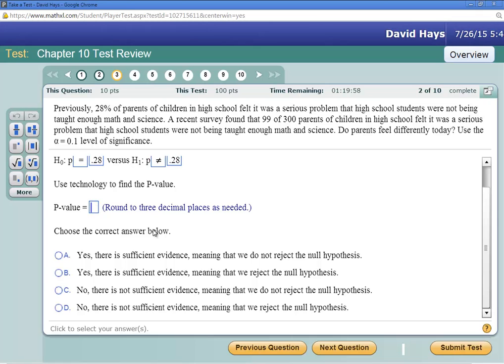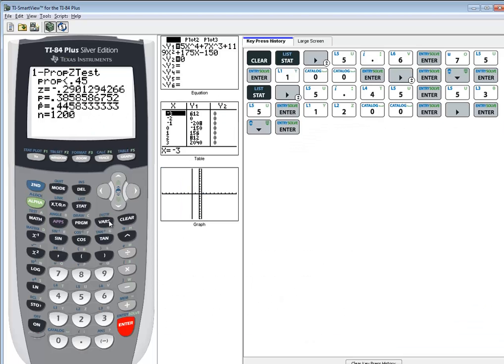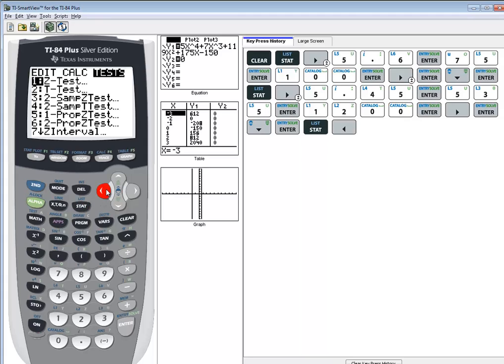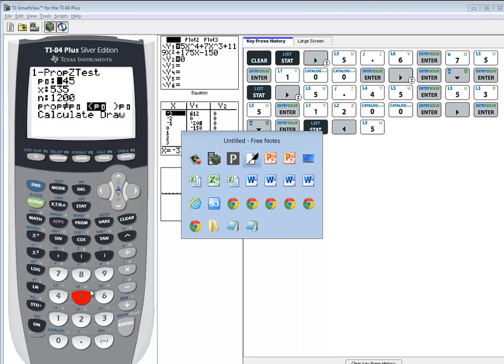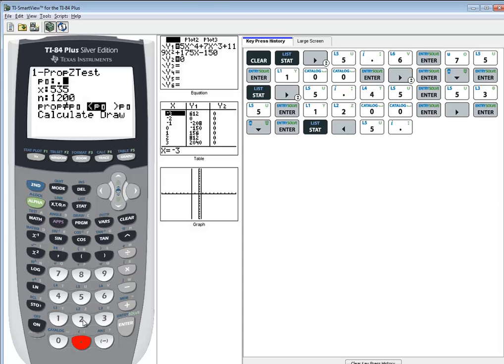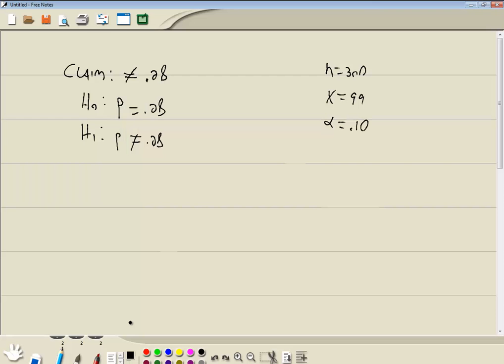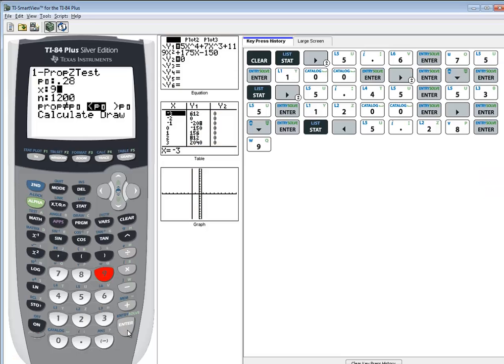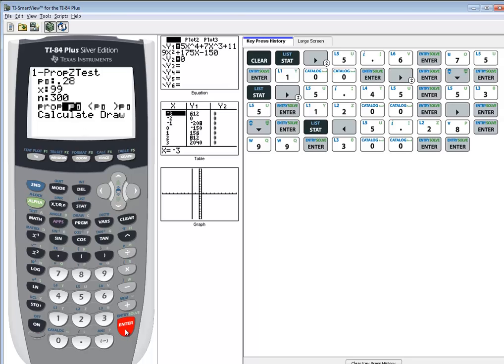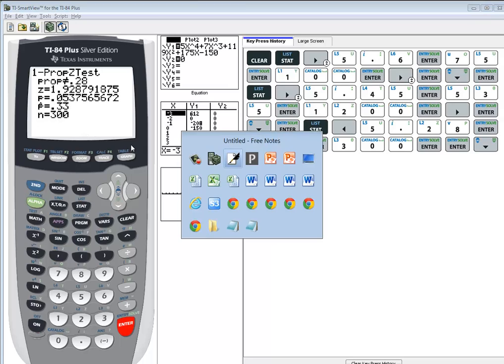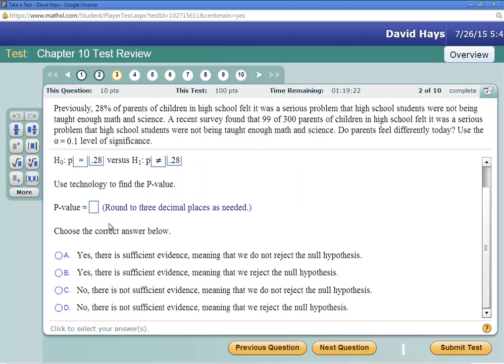Use technology to find the p-value. So go to stat, tests, 1-prop z-test, option 5. The number off of our claim, which is 0.28. x, which was 99. n, which is 300. The symbol on H1, which is not equal to, so press enter on not equal to. Down there to calculate and press enter. To 3 decimal places, we get 0.054.